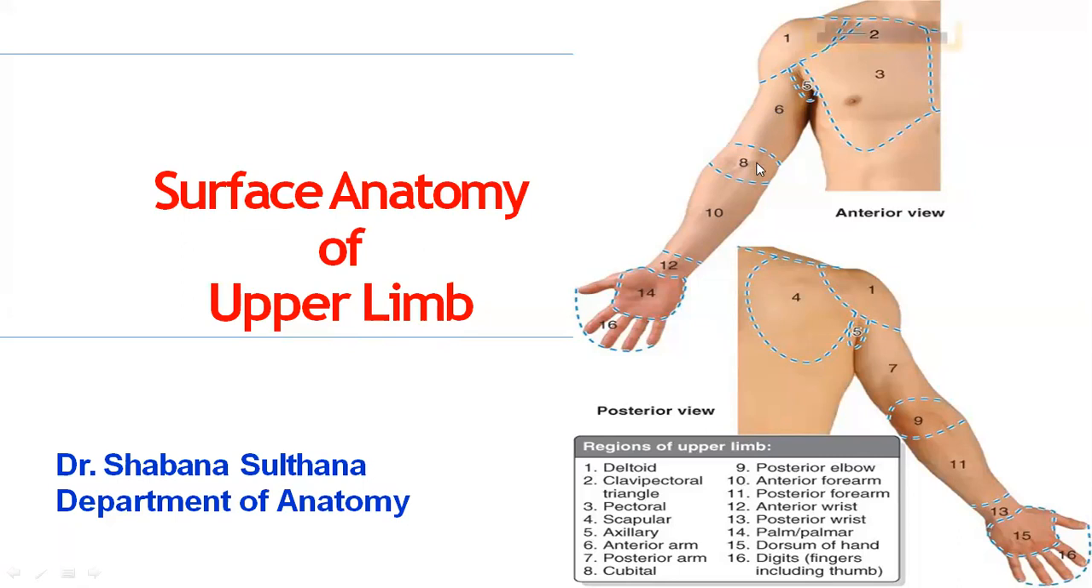Before we cut any part of the body, right from the surface, we are trying to figure out certain structures. That's what surface anatomy is. Now, because we are done with upper limb, we will be discussing surface anatomy of upper limb.